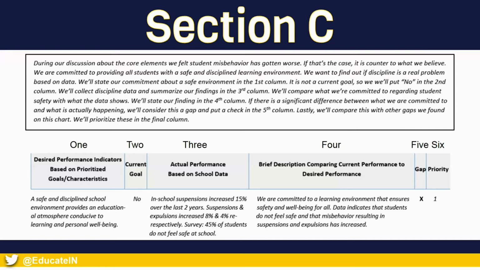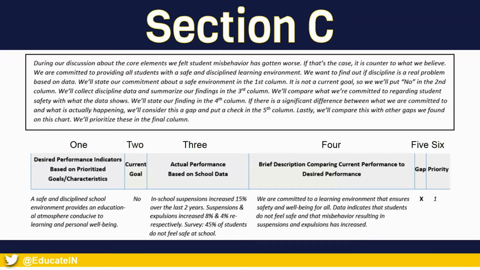In column 4, then they summarized their feelings, because based on that comparison, they saw that a gap certainly does exist between their desired and their current state. They wrote, we're committed to a learning environment that ensures safety and well-being for all. Data indicates that students do not feel safe and that misbehavior resulting in suspensions and expulsions has increased. So they noted that a gap certainly does exist in the next column, and you can see that where the X is on the chart. And after comparing it to other gaps, they listed this as their top priority.